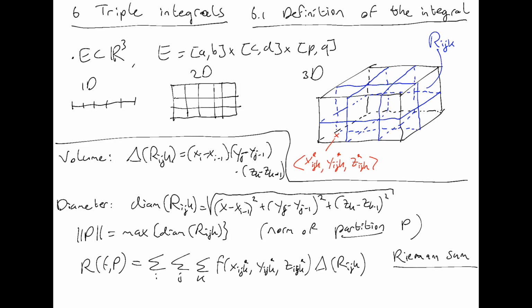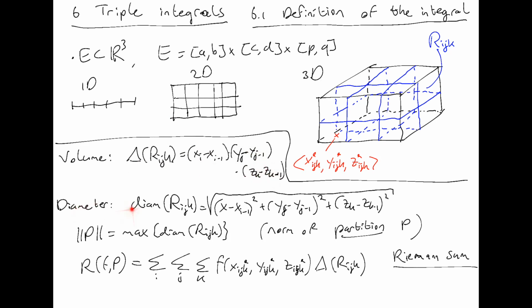Our goal is to define a Riemann sum, and for the Riemann sum we need the volumes of the smaller subrectangles. So we denote this by a delta, just like we had the area of a smaller rectangle in 2D. So the volume of the rectangle Rijk, well, that's easy. That's just the difference in x-coordinates times the difference in y-coordinates times the difference in z-coordinates.